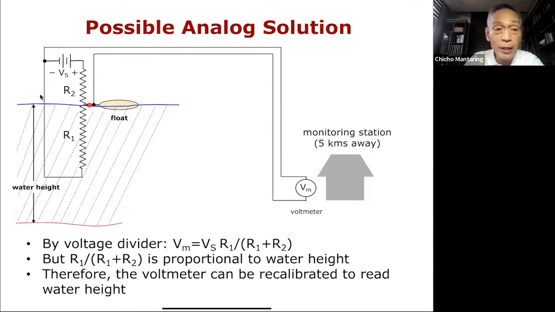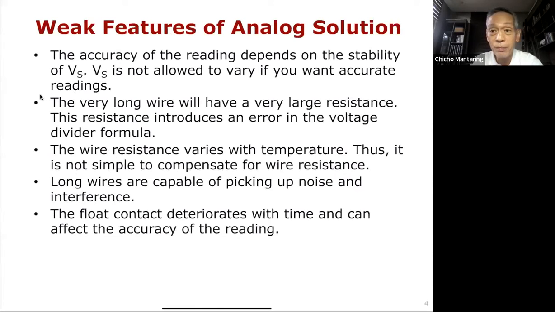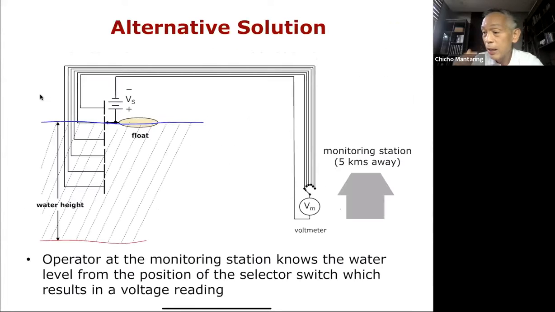Pag nagde-deteriorate itong contact na to over time, there will be a resistance between that contact and my actual resistor wire. And therefore, magiging mali rin yung reading. So those are the weaknesses of this analog solution. Okay. I'm going to propose an alternative solution.